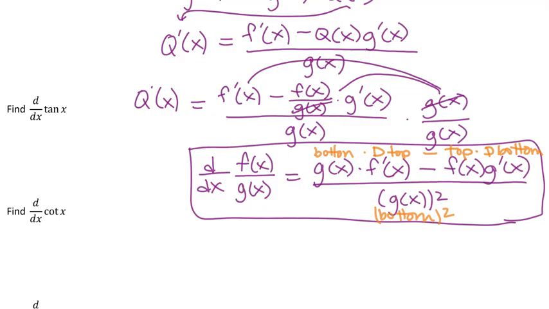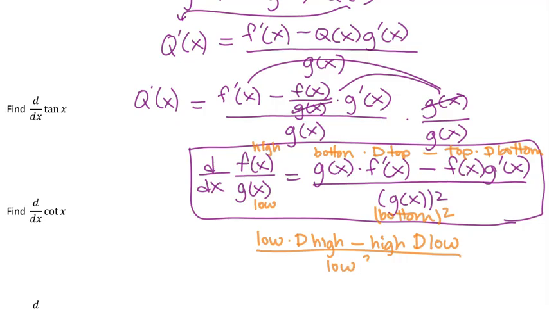The other one that I hear a lot is that people call g of x low and f of x high, and they'll say low d high minus high d low over low squared. And that one I know can come in a song version. At the end they say over low squared and away we go. So look those up if you're interested.